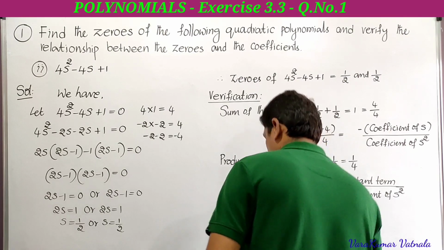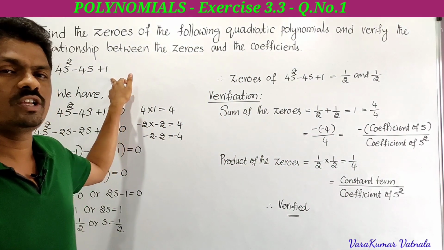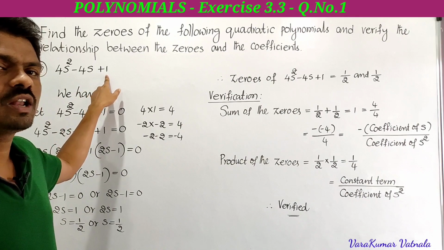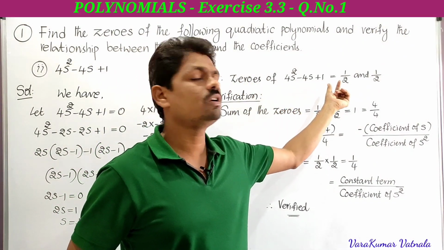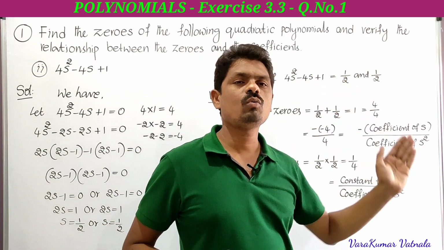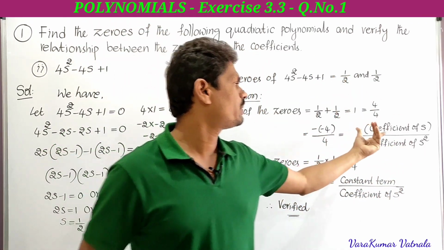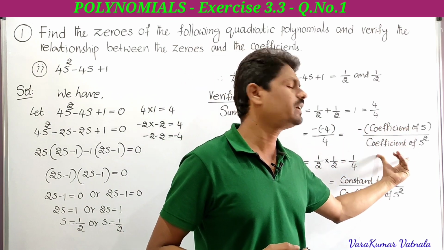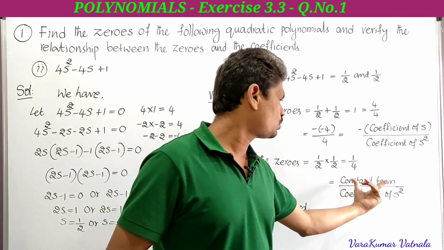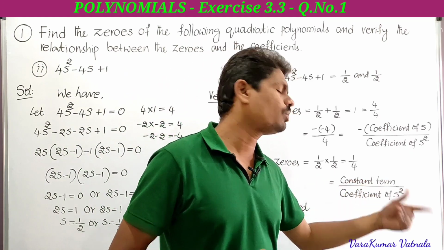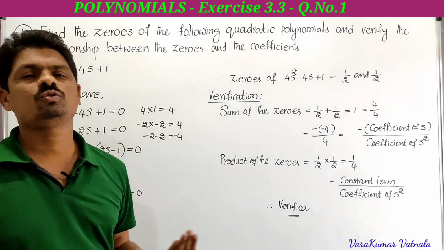So now we have found the zeros of the given quadratic polynomial 4s² − 4s + 1. The zeros of 4s² − 4s + 1 are 1/2 and 1/2. So verification: sum of the zeros is equal to minus coefficient of s divided by coefficient of s², and product of the zeros is equal to the constant term divided by coefficient of s². So this is the second bit in the first problem.